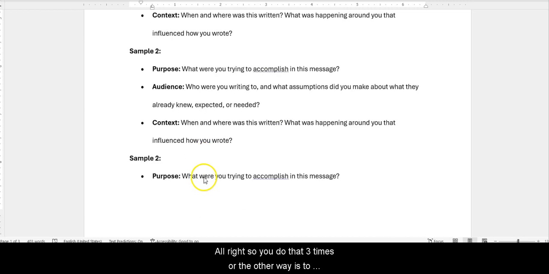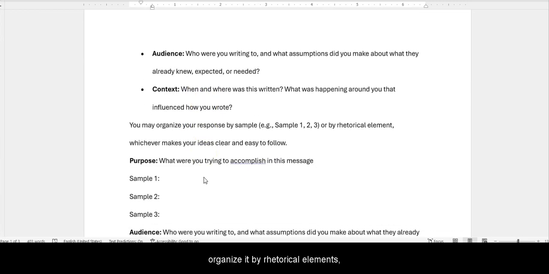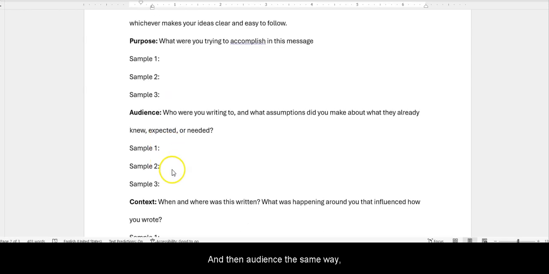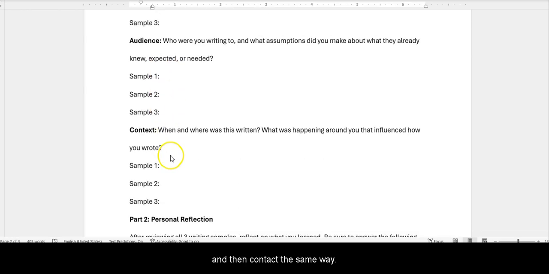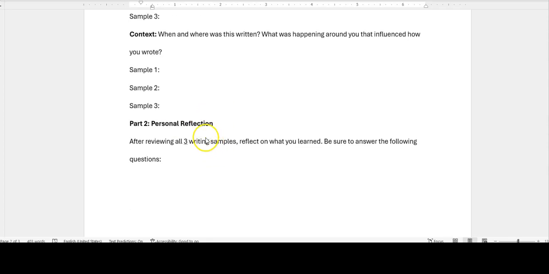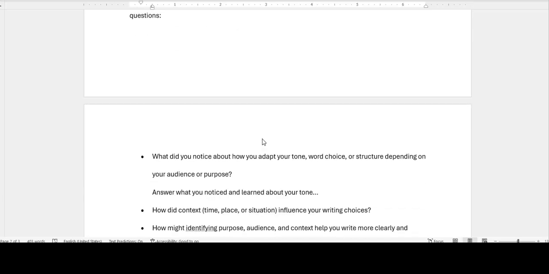All right, so you do that 3 times, or the other way is to organize it by rhetorical element. So you could start with purpose and talk about the first sample, the purpose, then the second, then the third. And then audience the same way, and then context the same way. And then you're going to reflect on this, your own personal reflection about what you learned as you went through this assignment, as you completed this assignment.